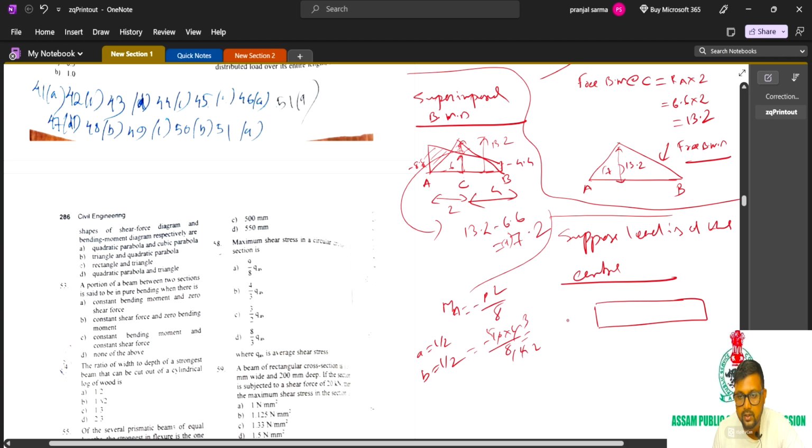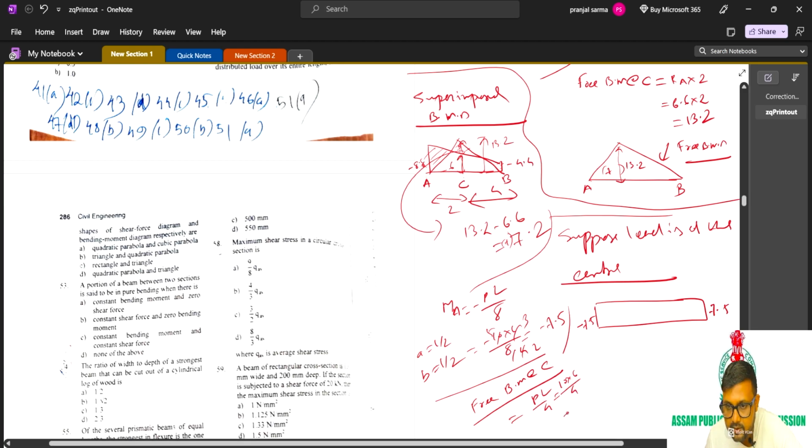So, minus 7.5. Minus 7.5. Now, what is the free bending moment? Let's see. It is PL by 4, into 6 by 4. So this is how much? 15. Right? So this is what? Minus 7.5, right?